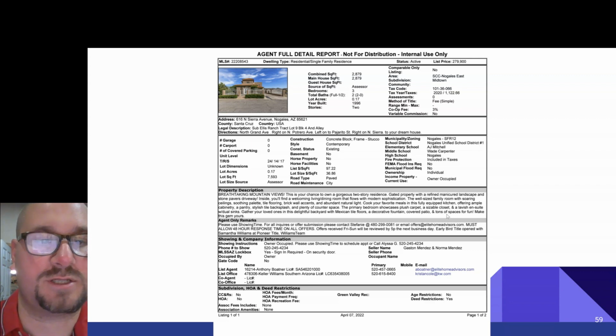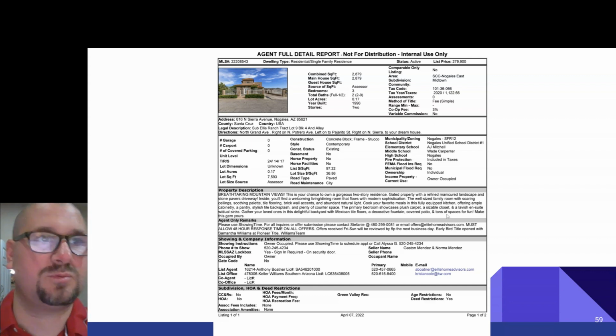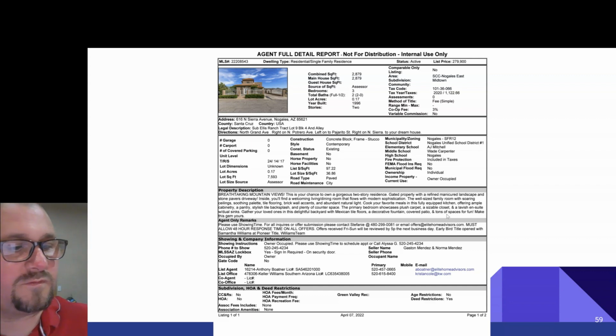So we'll have a property description. You'll list agent only remarks. You'll have who is the title or the escrow company it's listed with, and you'll go from there.